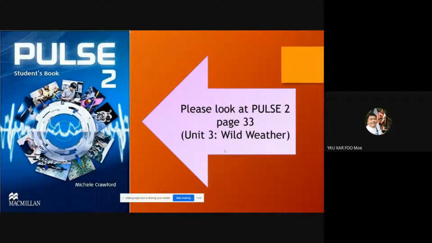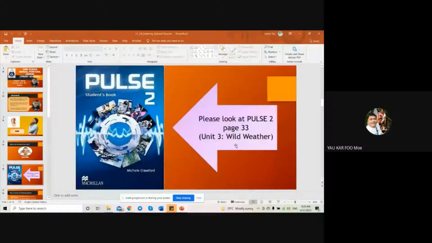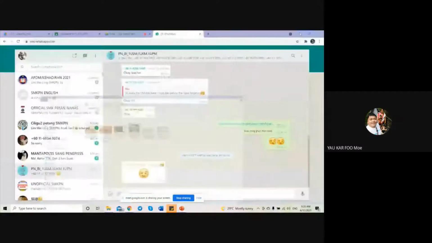Okay, we are going to do listening. So, just like usual, please take out your pals too. Look at page 33, the same page also. Unit 3, wow weather. If you have a pause tool, please turn to page 33. If you don't have a pause tool, I would like to share a digital textbook to you.